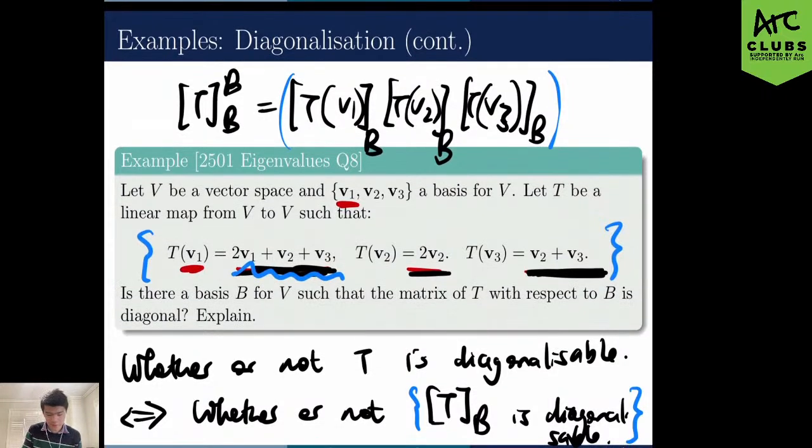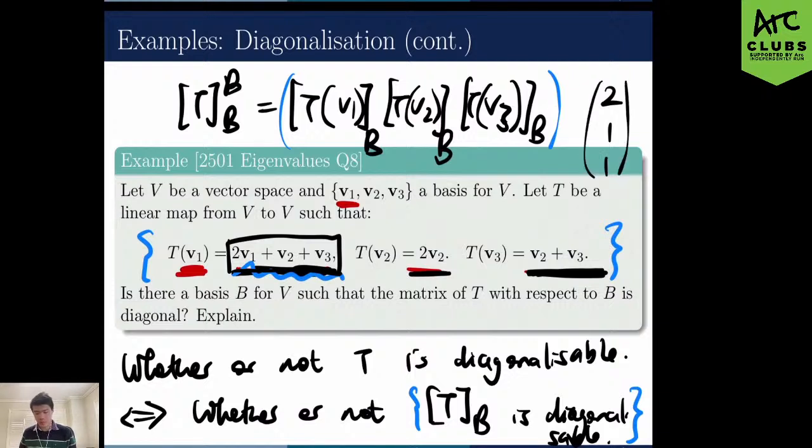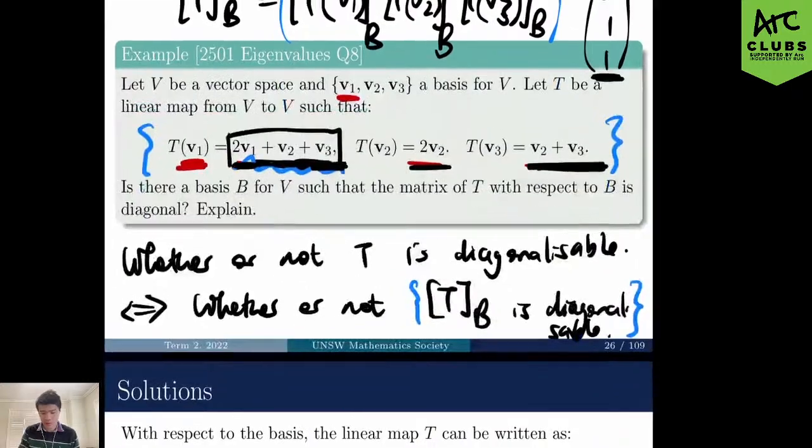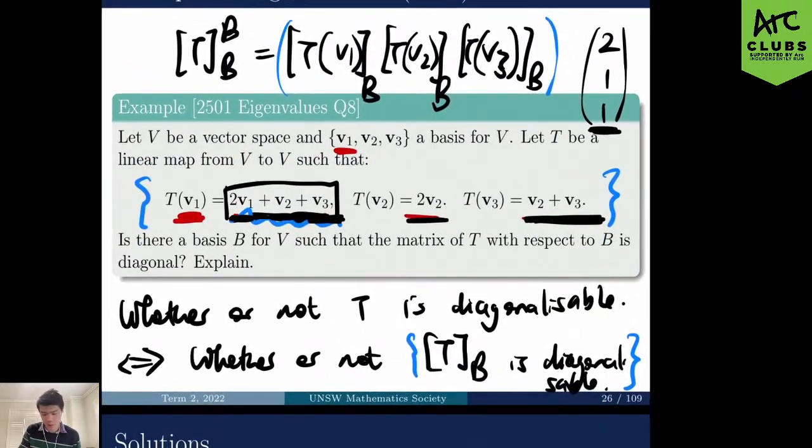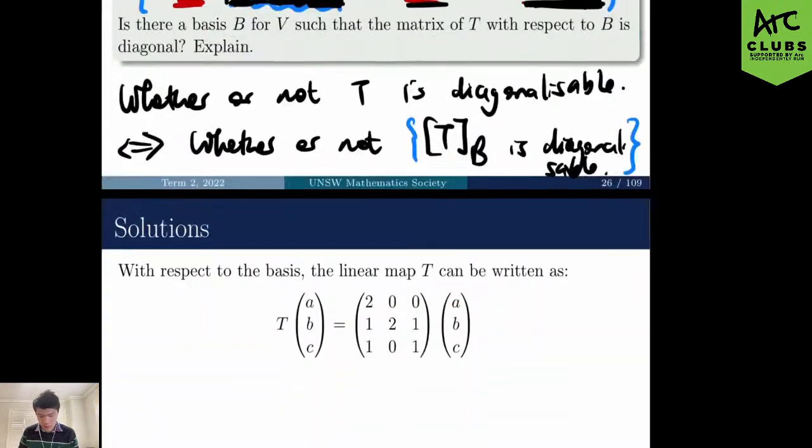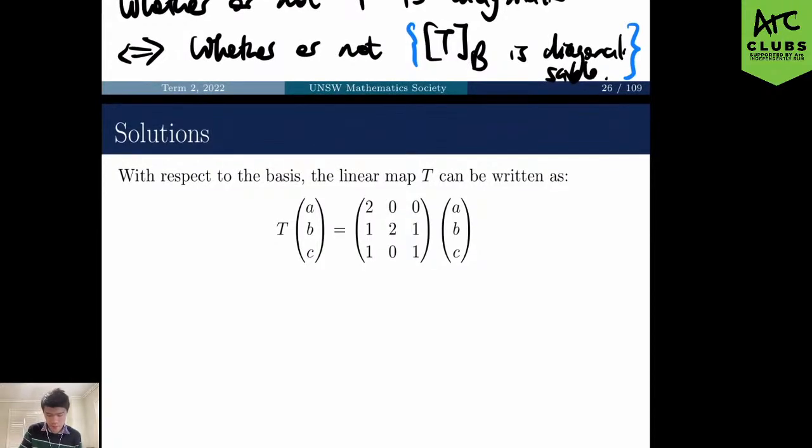For example, T of v1 is equal to this sum over here. So what's the coordinate vector? Well, it's just going to be 2, 1, 1, because we needed 2 of the first vector, 1 of the second vector, and 1 of the third vector. So that's going to be the first column. The second column will be 0, 2, 0, and this one will be 0, 1, 1. So that's what we've got over here.